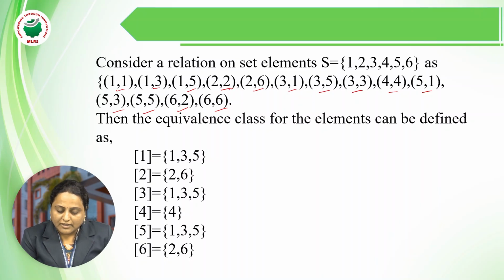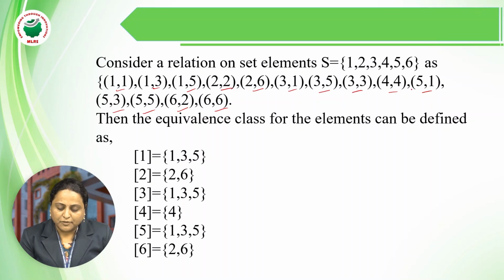Next (2,2): you don't have any element starting with 2, so go for the next ordered pair (2,6) and (6,2): you are having (2,2), and (2,6), (6,6): you have (2,6). Similarly (3,1), (1,1): you are having (3,1), and next (3,1), (1,3): you have (3,3). Similarly (3,5), (5,3): you have (3,3), and next (3,3), (3,1): you have (3,1); (3,3), (3,5): you have (3,5) again.